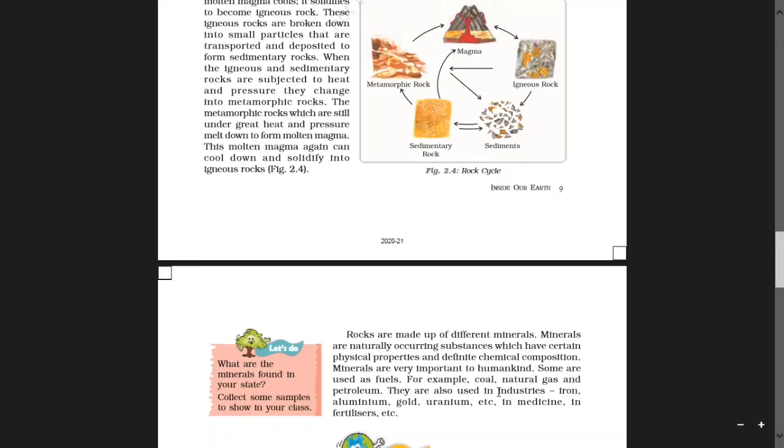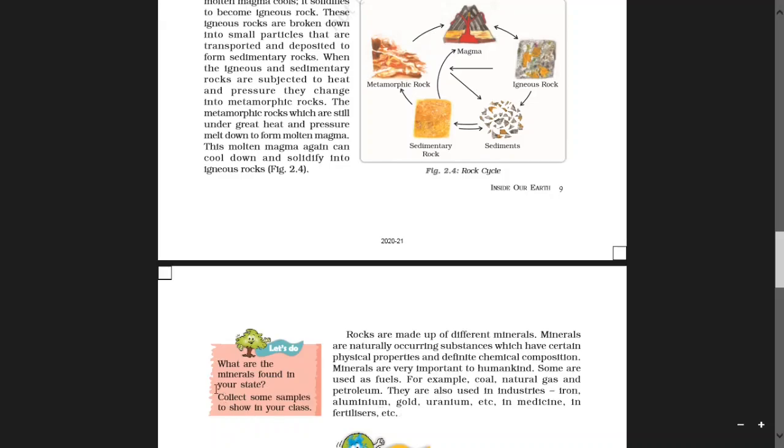They are also used in industries. Coal, natural gas, and petroleum are used in our different industries. Iron, aluminium, gold, uranium, etc. are used in industries, in medicine, and in fertilizers.